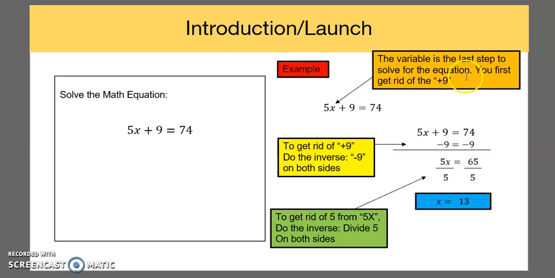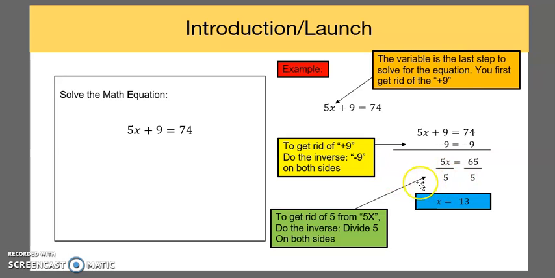To solve for the equation, you first get rid of the plus 9. So here we see in the problem, the x is attached to the 5, and we're going to do that at the last step. We want to have that all by itself. So in order to get rid of this other piece, this plus 9, we're going to do the opposite, the inverse, which is subtract 9 on both sides, which we see in this step. Get rid of the plus 9, do the inverse, which is negative 9 on both sides, so providing a written explanation as well as a representation of how that works.